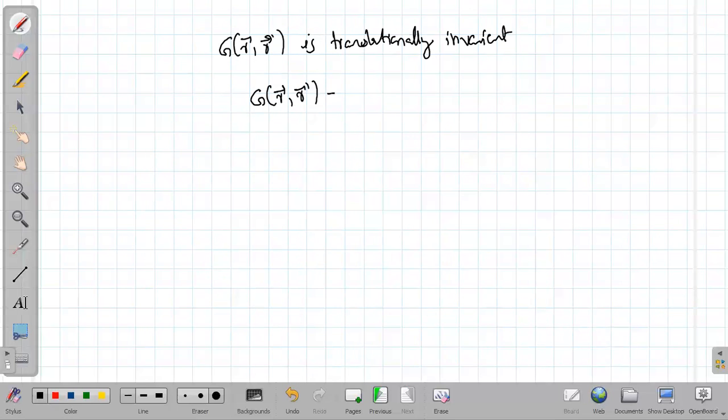Okay, so since g of r, r prime is translationally invariant, therefore g of r comma r prime must be a function of the modulus of r minus r prime. Okay, so it should not depend upon the exact values of r and r prime, it should depend upon the separation, the difference between r and r prime.